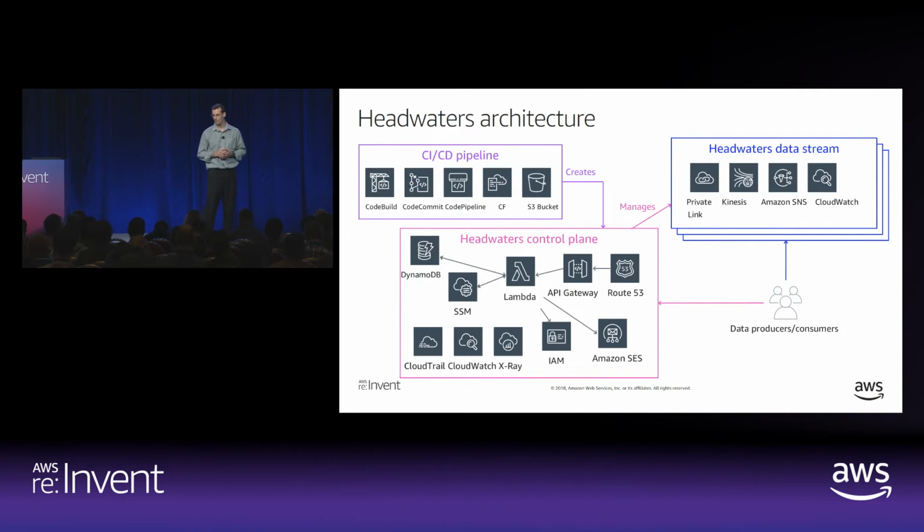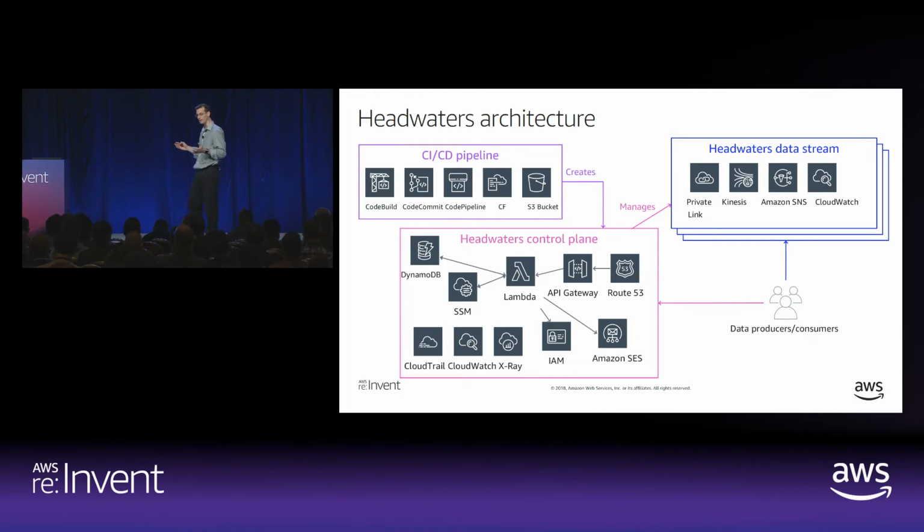So this is a high-level overview of the architecture of Headwaters. It's composed of three main groups of components. The first one on the upper left is the CI/CD pipeline that uses the AWS services that you typically use to build a cloud-native application. It creates the Headwaters control plane, which is essentially based on that pattern with API Gateway, Lambda, and DynamoDB. We use other services where it makes sense, such as SSM or SES. And also for troubleshooting and monitoring, we use CloudTrail, CloudWatch, and X-Ray.